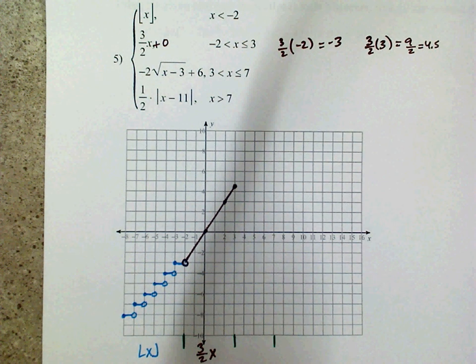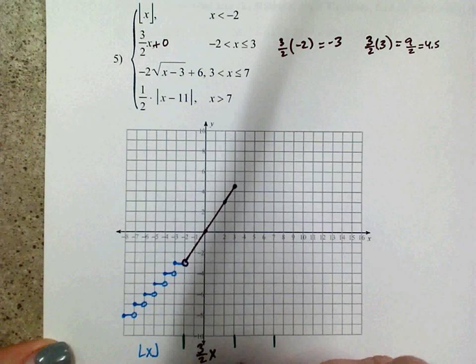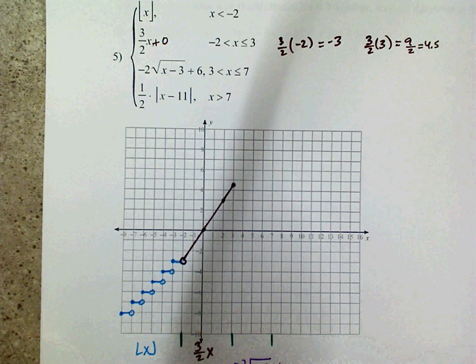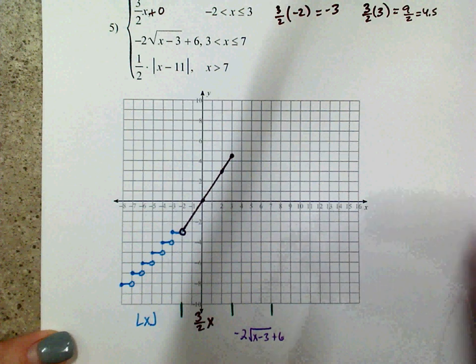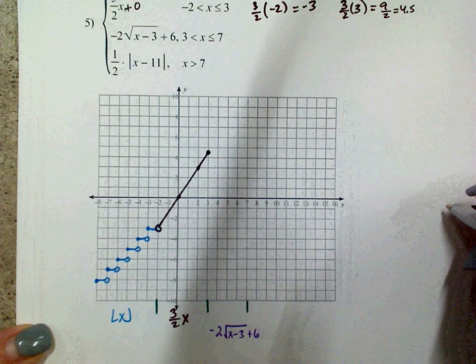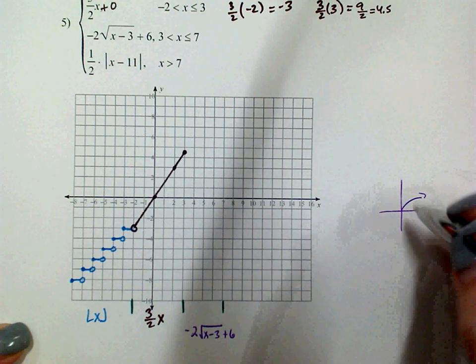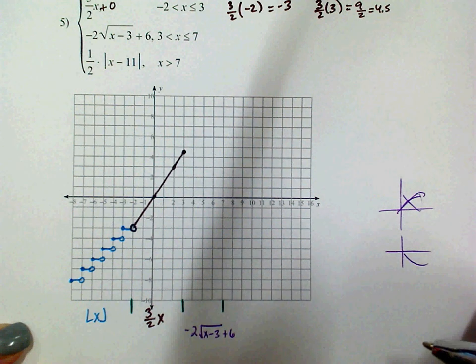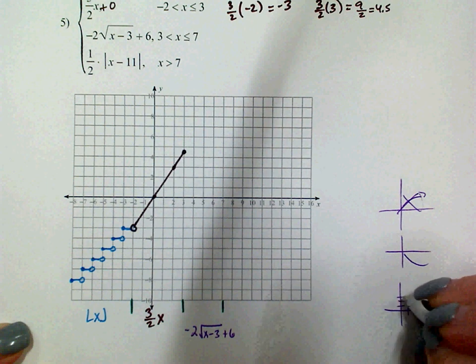The next part of it is this square root, which is kind of an involved one. Okay, so let's talk about the square root. Normally a square root looks like this, yes? Well, when you have a negative, that means it flips it over. And then this minus 3 means go right 3, and this plus 6 means go up 6. So we're talking about something like that, right?